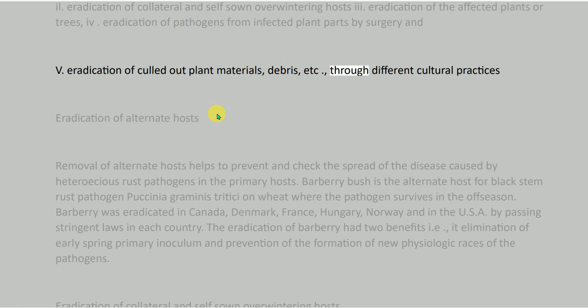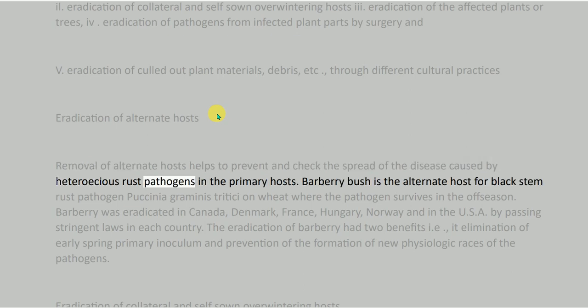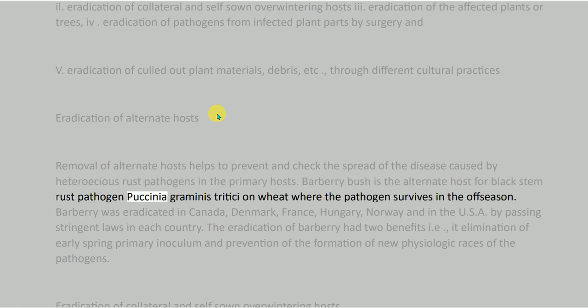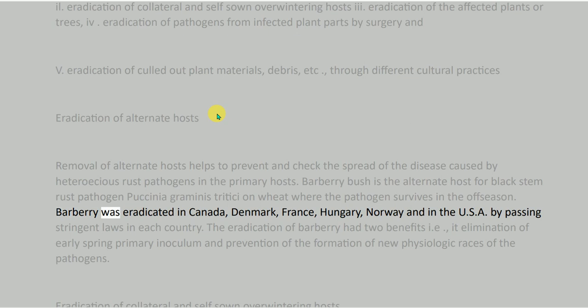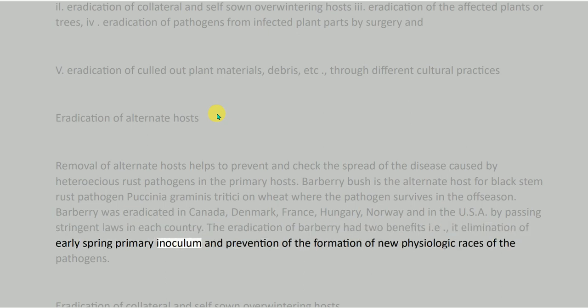Eradication of alternate hosts. Removal of alternate hosts helps to prevent and check the spread of the disease caused by heteroecious rust pathogens in the primary hosts. Barberry bush is the alternate host for the black stem rust pathogen Puccinia graminis tritici on wheat, where the pathogen survives in the off-season. Barberry was eradicated in Canada, Denmark, France, Hungary, Norway and in the USA by passing stringent laws in each country. The eradication of barberry had two benefits: elimination of early spring primary inoculum and prevention of the formation of new physiologic races of the pathogen.